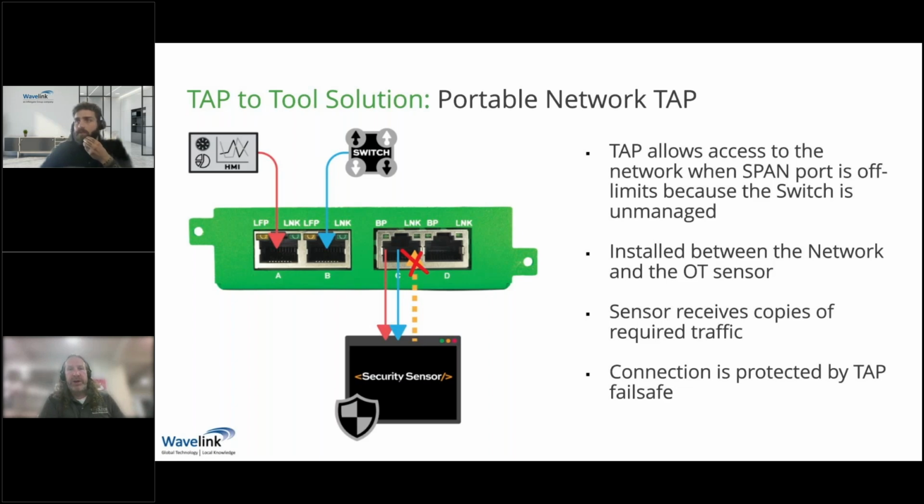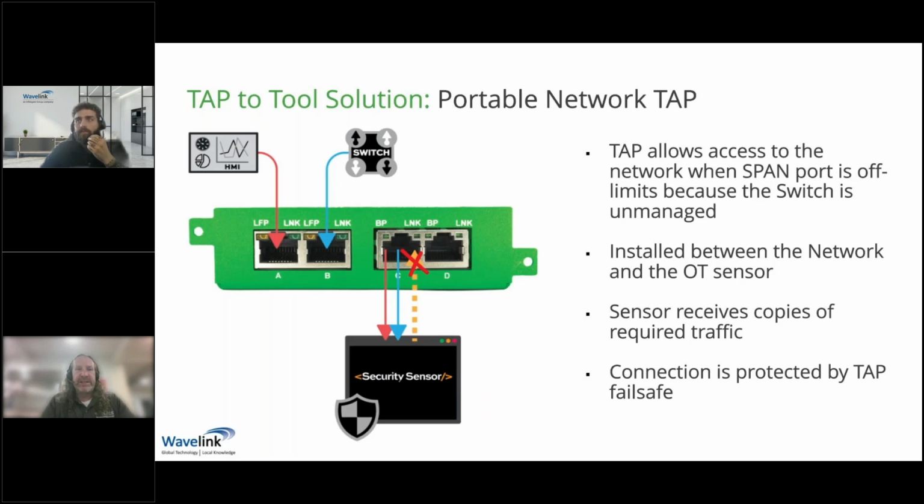There was another caveat with this particular opportunity: some of that equipment was actually managed by a third party. So here we had a customer that had a mandate to secure these environments and monitor them, but really no way to do that. By inserting a network tap at these locations, it allowed us to tap in between the switch and the HMIs and get a copy of that traffic to the security sensor.